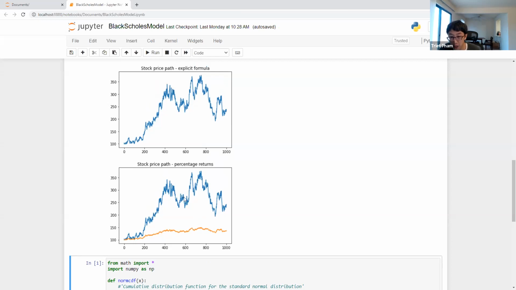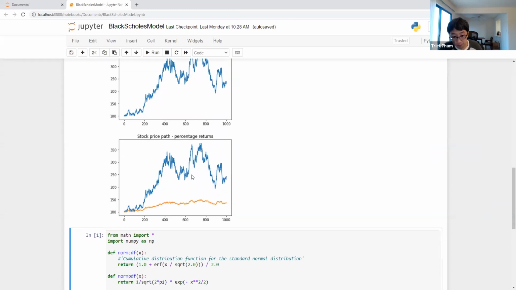If you simulate a few more times, there will be some times where this one will really tank, and then this one will be more mild. But again, these are the kinds of things you can see from changing and playing around with the volatility, and of course, the rate of return as well.